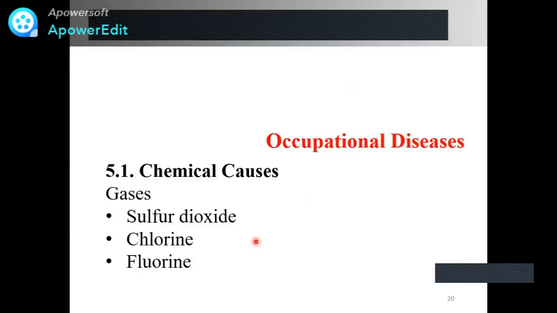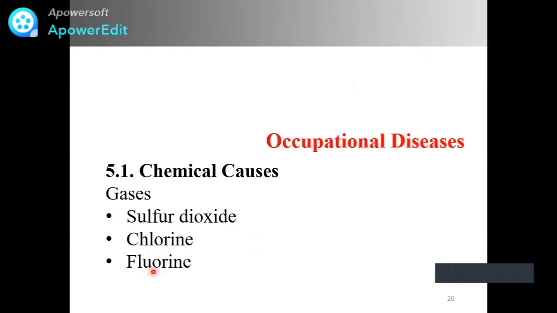Common examples include sulfur dioxide and chlorine, which have pungent odors and can irritate the eyes and respiratory tracts. For example, when we are concerning gases, sulfur dioxide and chlorine are gases that irritate our eyes.